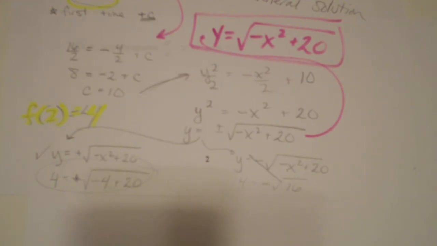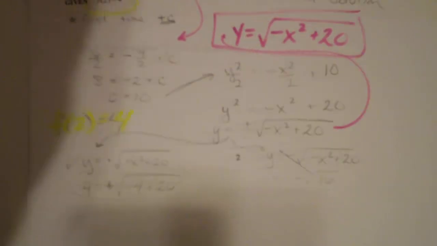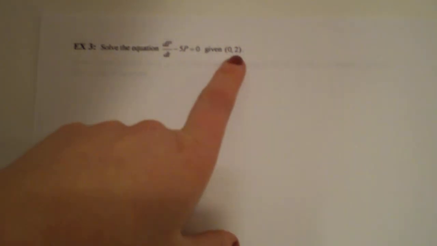Okay. 2 more problems. We're getting there. Now, you guys are really going to like this problem. Example 3. Solve the differential equation. I've got dp over dt minus 5p equals 0, and I've got the given piece of information right there. Given piece of information, 0, 2. So let's see what we can do.